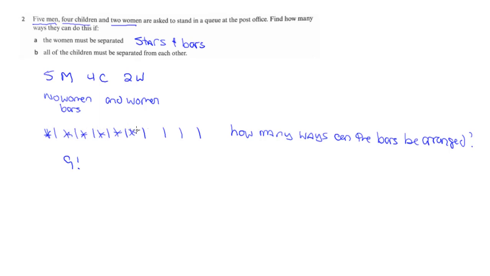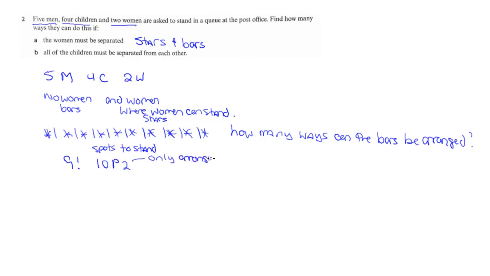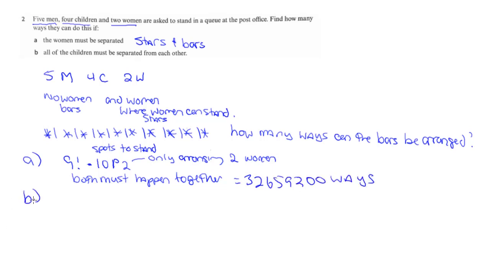And then the stars, that's where the women can stand. Now, it doesn't mean they have to stand at all the places. That's just the possible places that they can stand. Now, we only have 2 women, so obviously they're not all going to fill those spaces. But we've got 10 spots to choose from, and we're going to put them in 2. So the number of arrangements for that is 10P2. And now all we've got to do is 9 factorial times 10P2, and we can find the answer to this question. The reason we're multiplying them is because they have to happen together. Anyway, we're going to get this large number here.